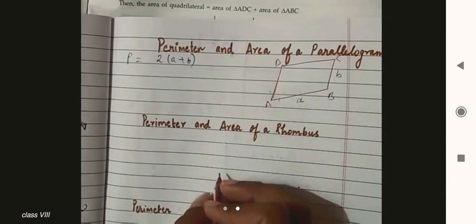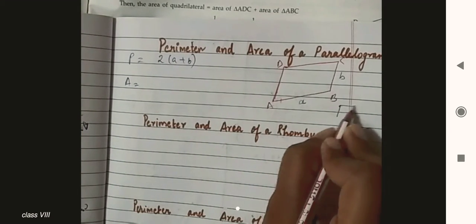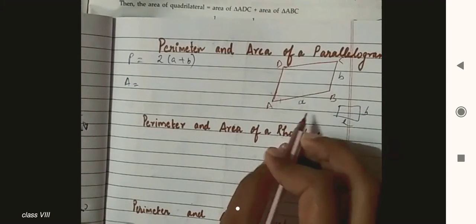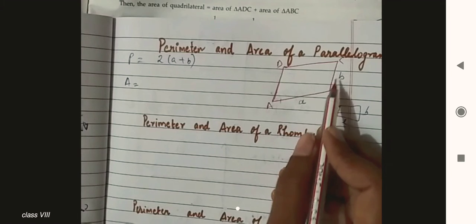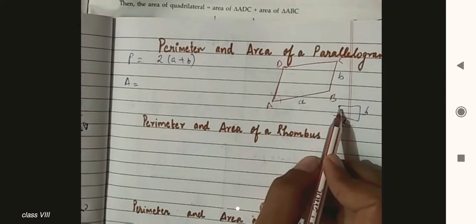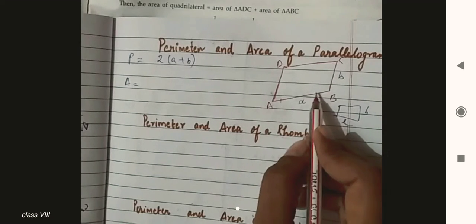Now, if you are talking about the area, what will be the area of the parallelogram? In a rectangle, it is length into breadth. This is also a two-dimensional figure. That means here also area should be length into breadth. But if it is length into breadth, then what will be the difference between a rectangle and a parallelogram? A parallelogram is not like a rectangle.